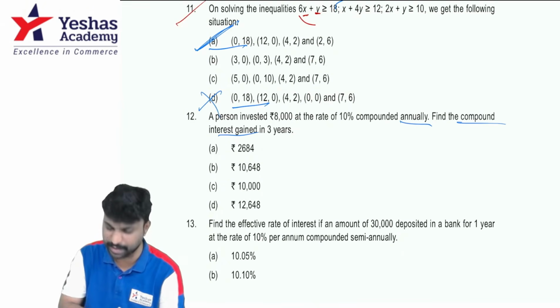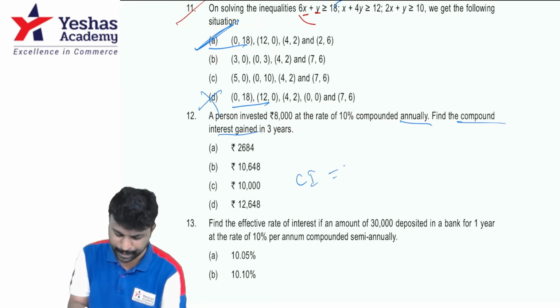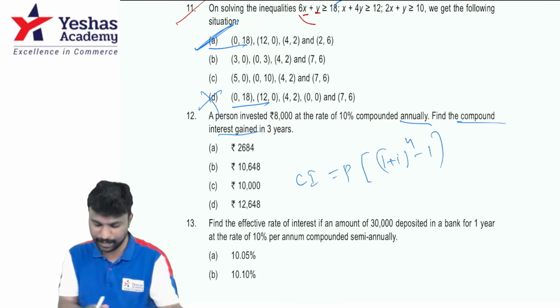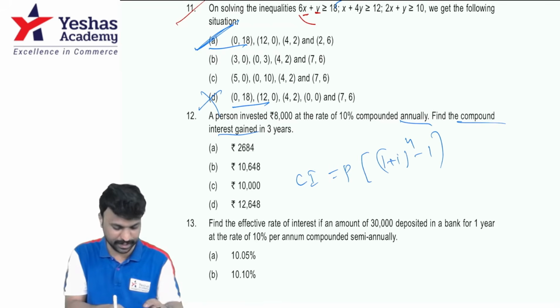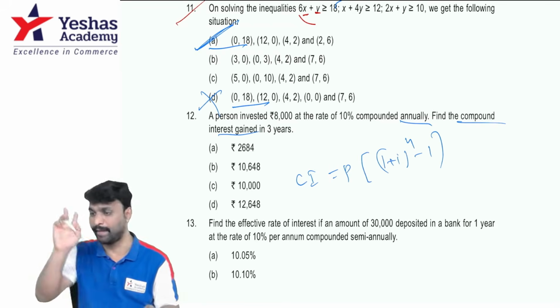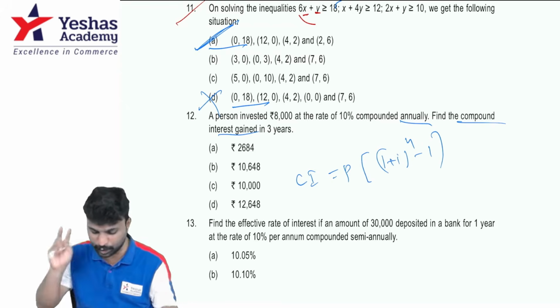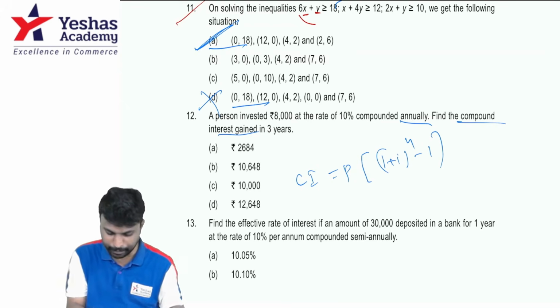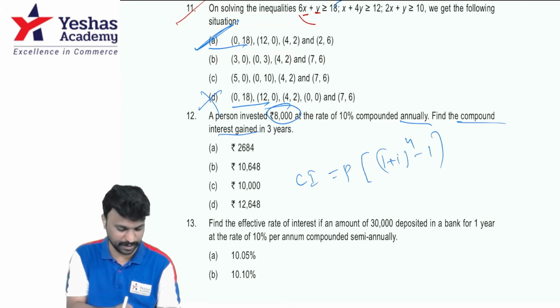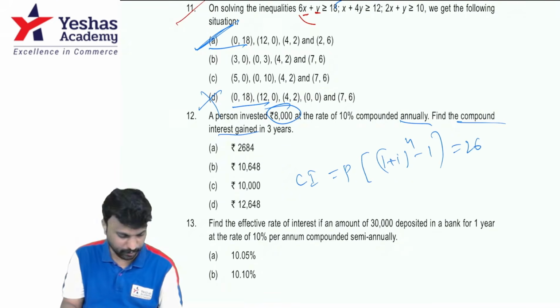Find the compound interest gain in 3 years. What's CI? P into (1 plus I) whole power n minus 1. So what is 1 plus I? 1 plus 10%. Press into, for the power 3, I have to press equal to twice. Minus 1 into principal, which is how much? 8,000. The result is 2648.